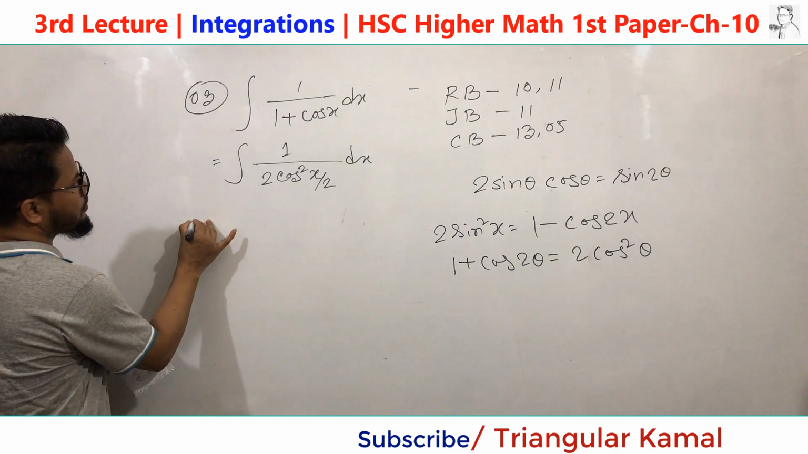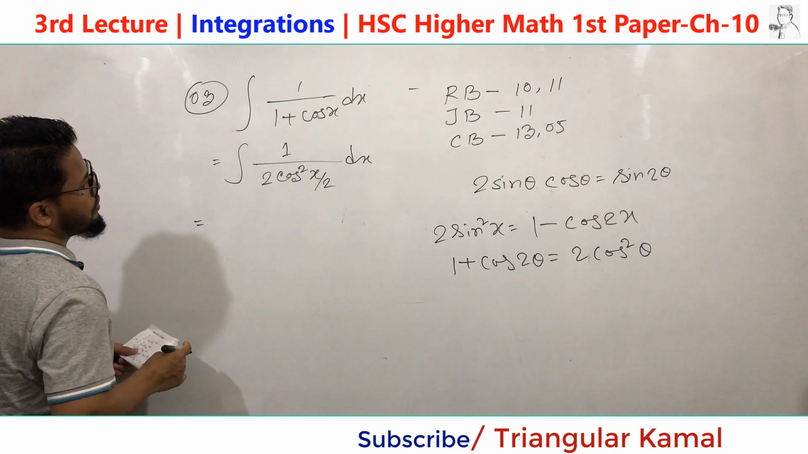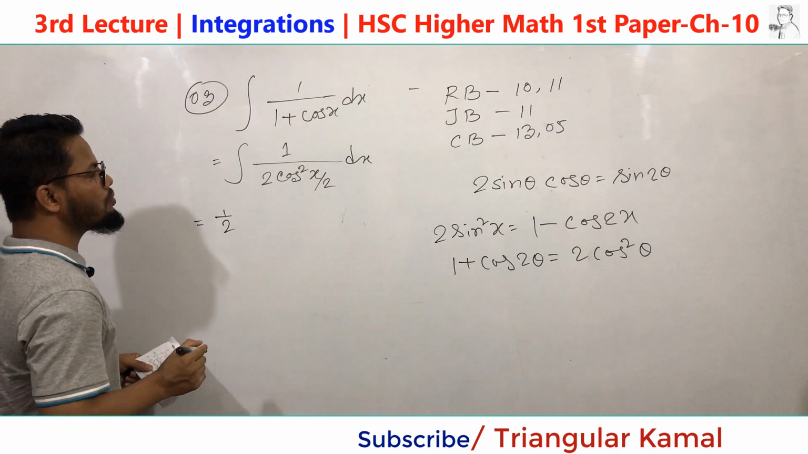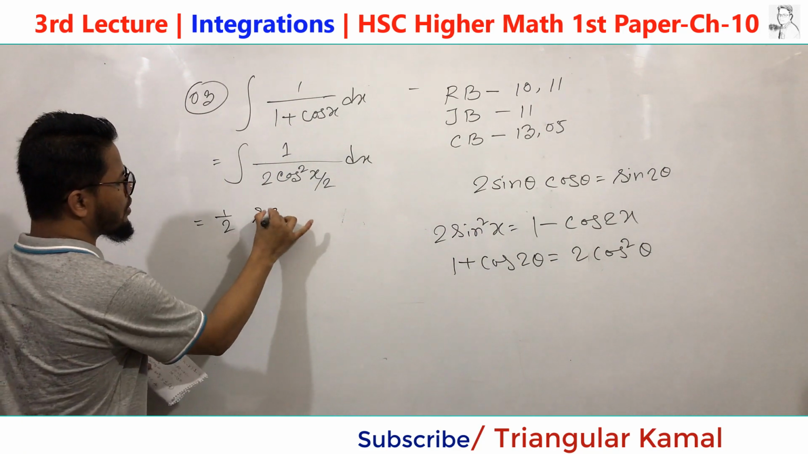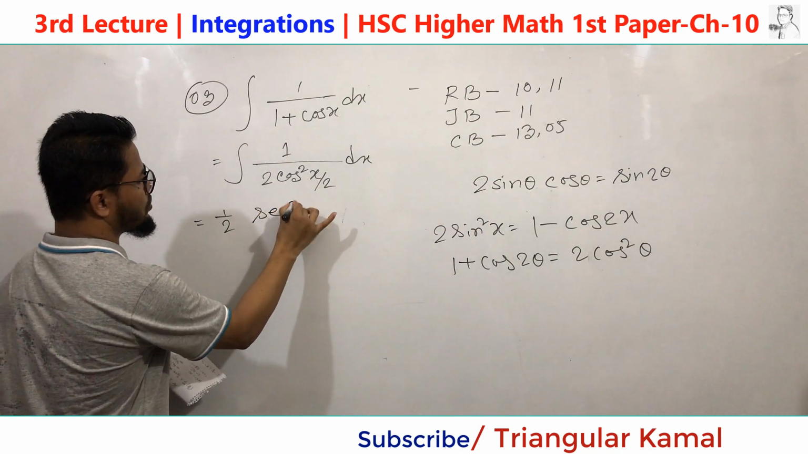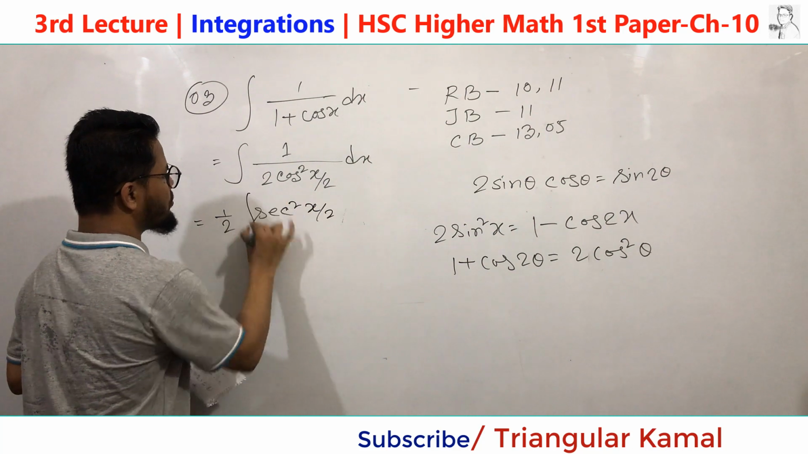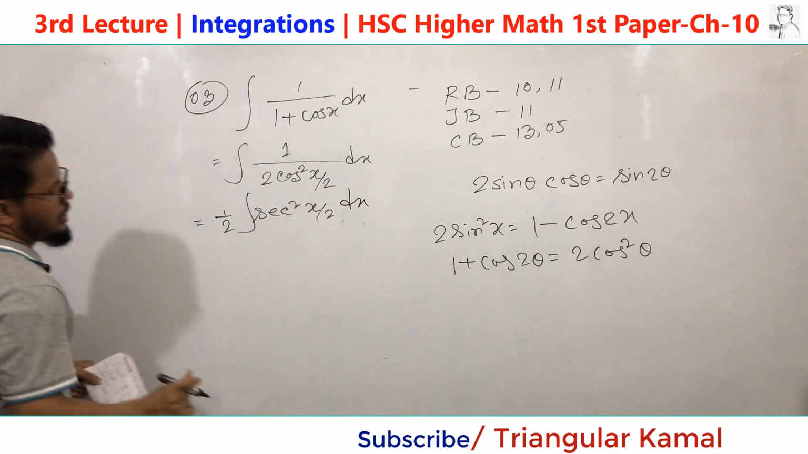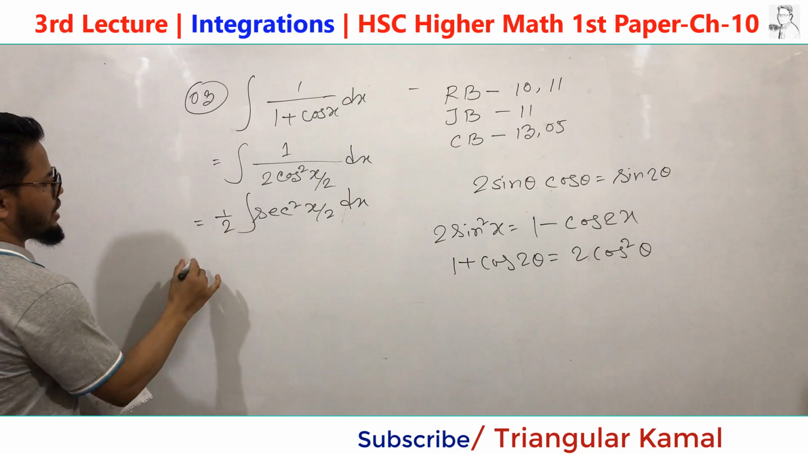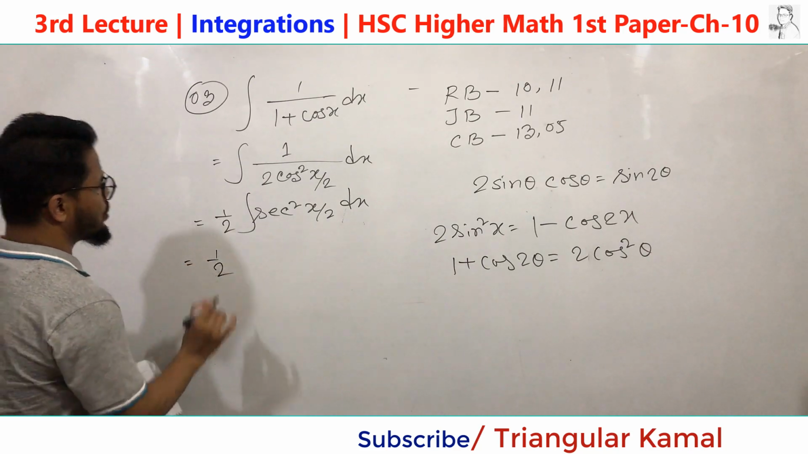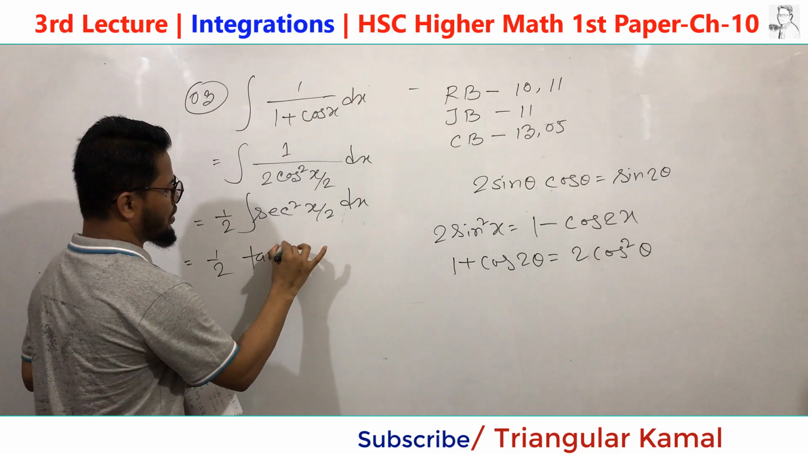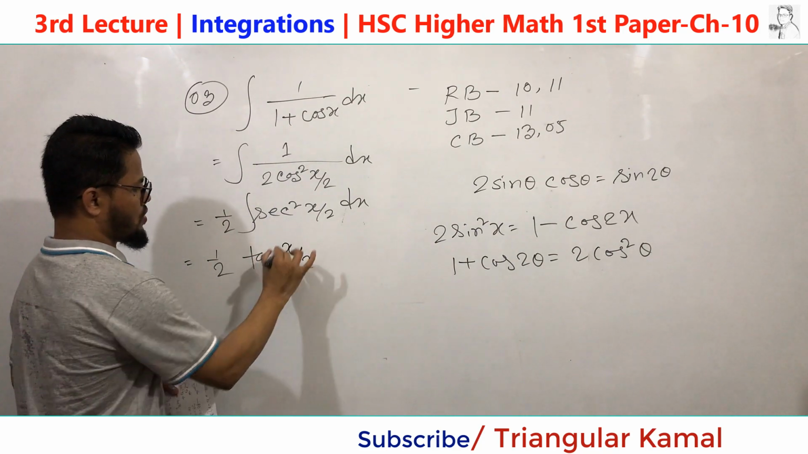So now we can use here 1 by 2, 1 by cos square. Cos is the reciprocal of sec. So this one will be sec square x by 2. This integration is dx. Now we know integration of sec square is tan x. 1 by 2, this is the tan x by 2.